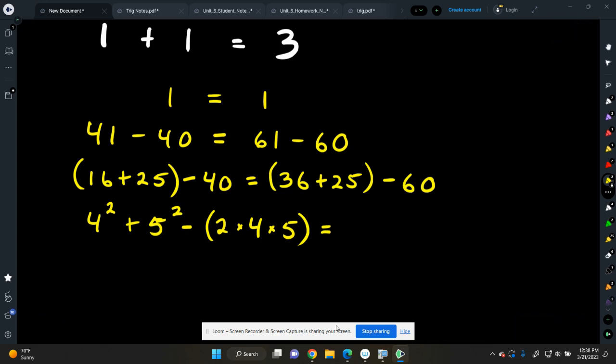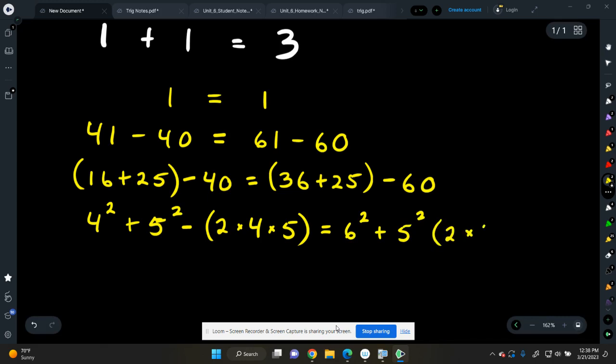So now let's write 36, that's 6 squared. 25, that's 5 squared. And we're going to do 2 times 6 times 5. That equals 60. 2 times 5 is 10. 5 times 6 is 60. Do you all agree with that? Everything okay so far? Okay.